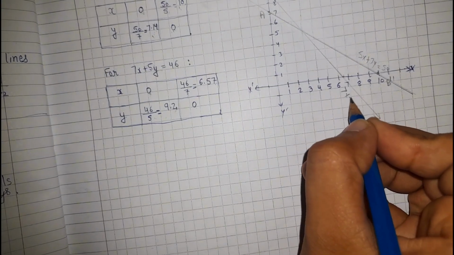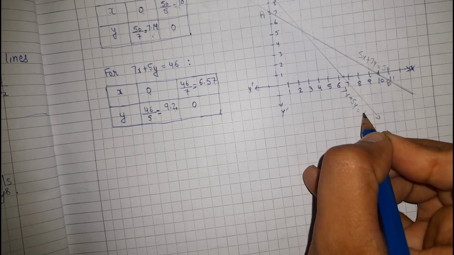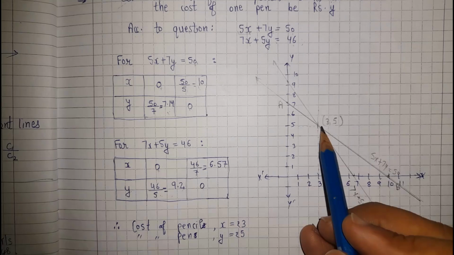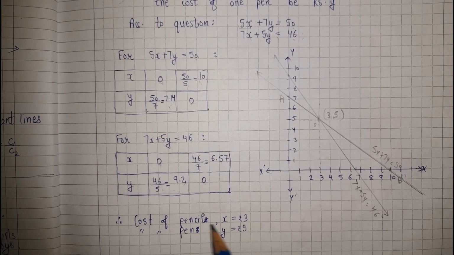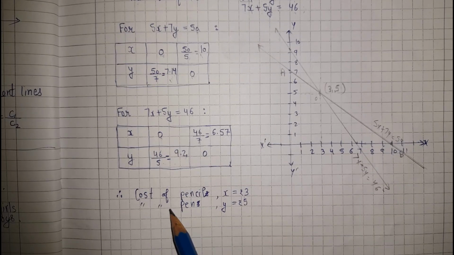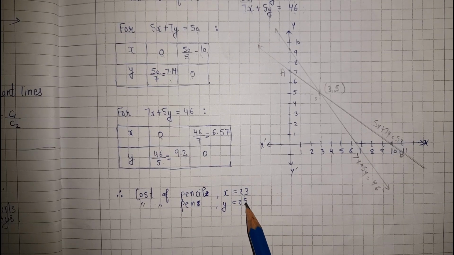7x plus 5y is equal to 46. Point of intersection is 3, 5. So the cost of a pencil is rupees 3 and the cost of a single pen is rupees 5.